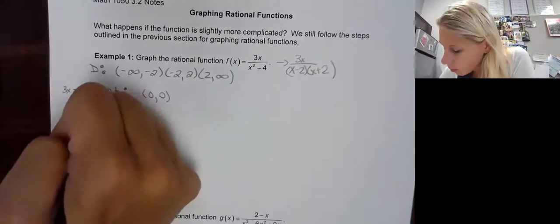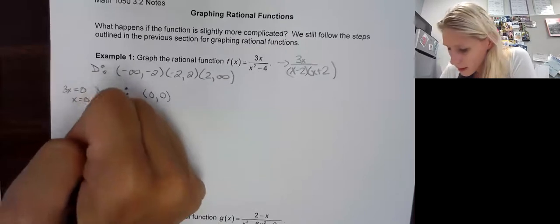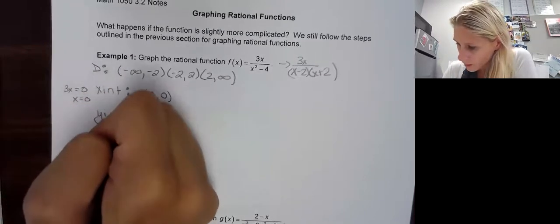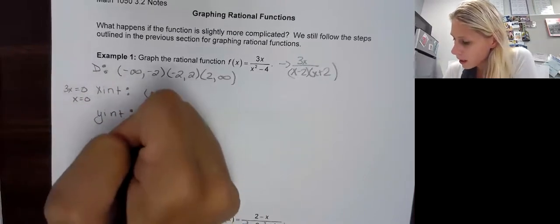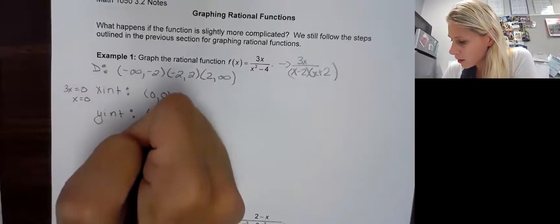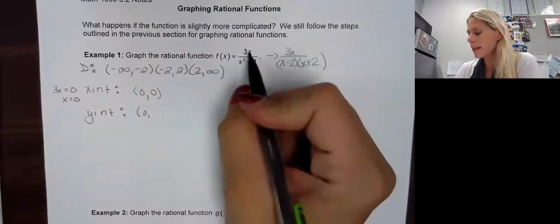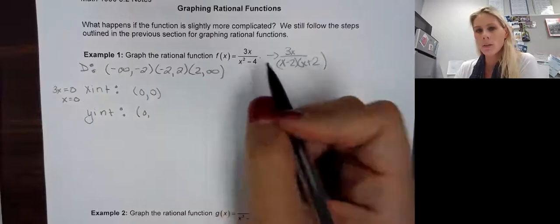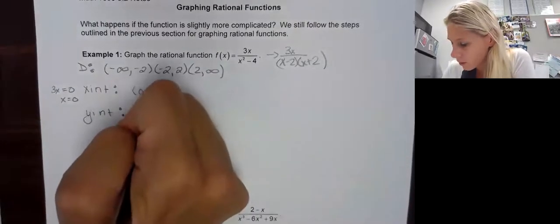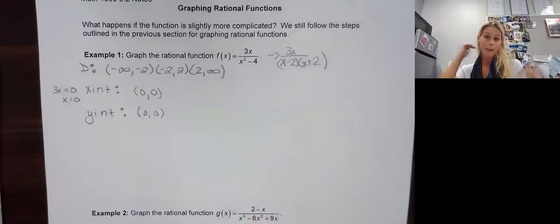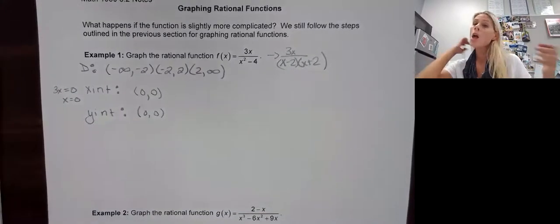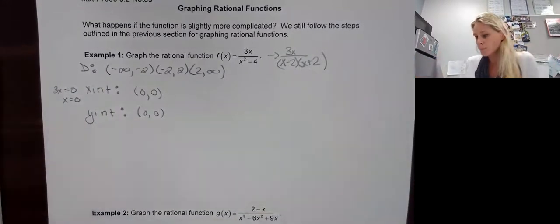Okay, now the y-intercept is from where x equals 0. Well, of course, if we plug in 0 here, we get 0 over negative 4, which is 0. And that makes sense, right? Because if we have an x-intercept at the origin, the y-intercept is the origin.